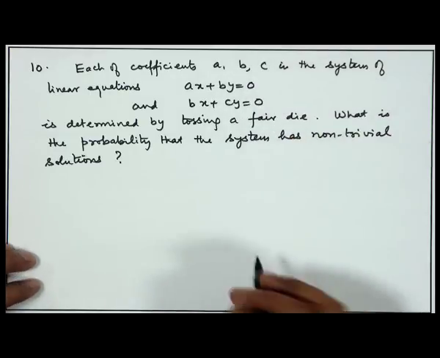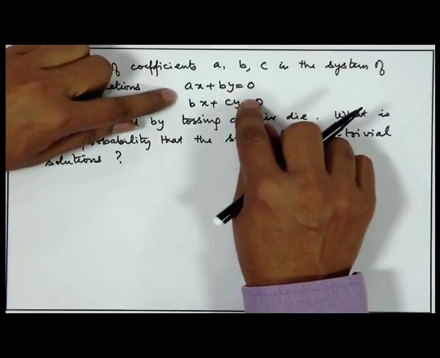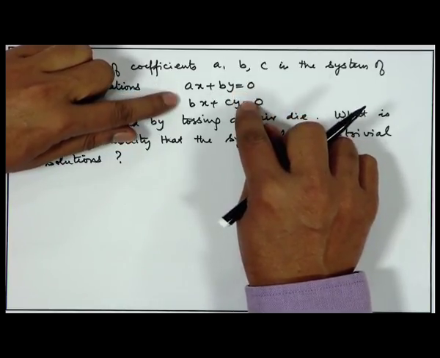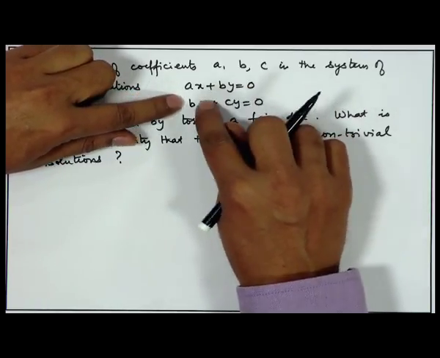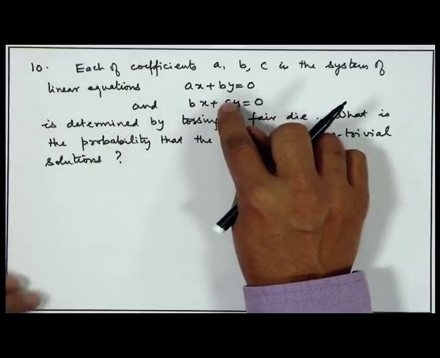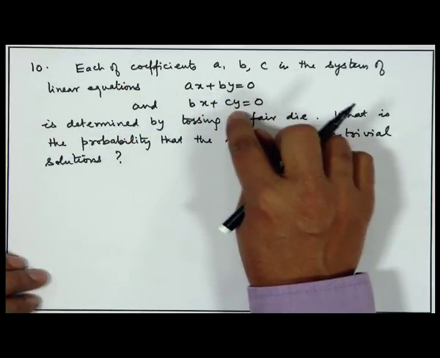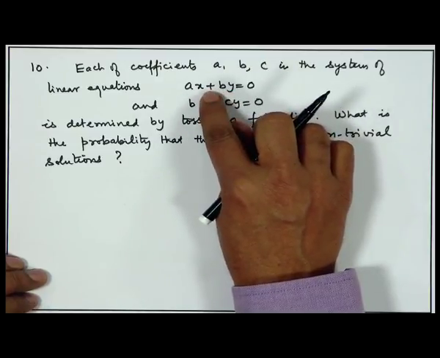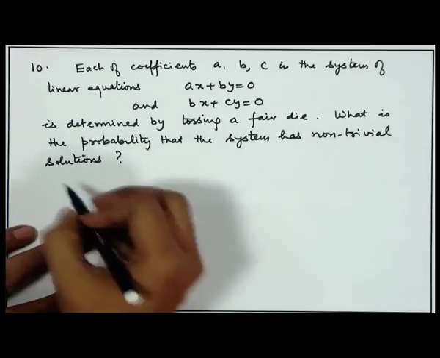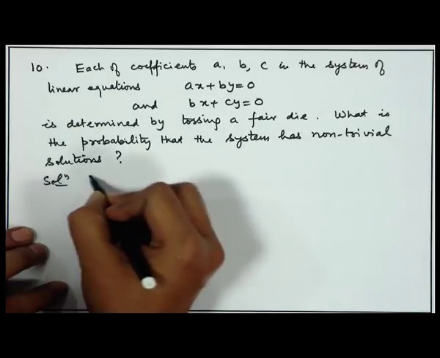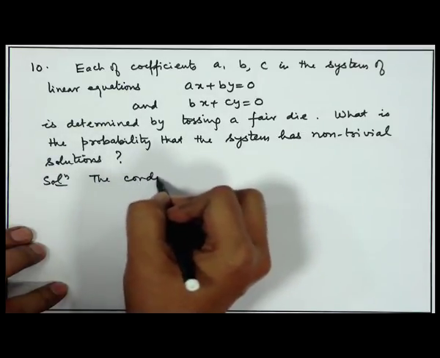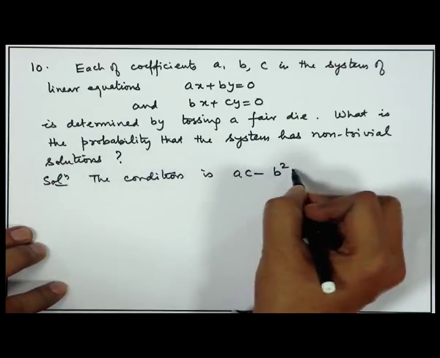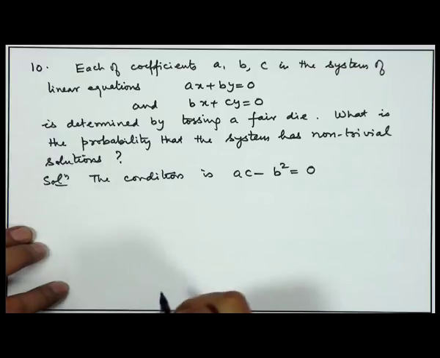In the system of linear equations you might have done Cramer's rule. The condition will come that this determinant, or you can say a c minus b square, must be 0. If a c minus b square is not equal to 0, then the only solution is 0 0. So, we need the condition a c minus b square is equal to 0.